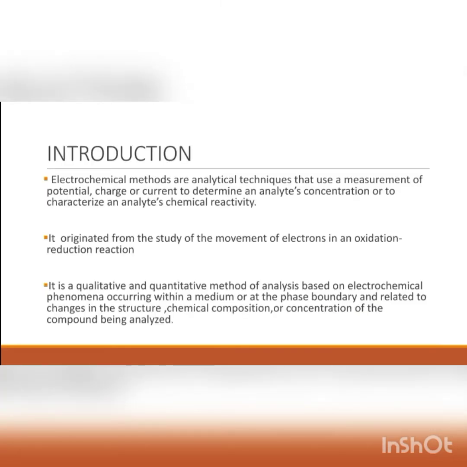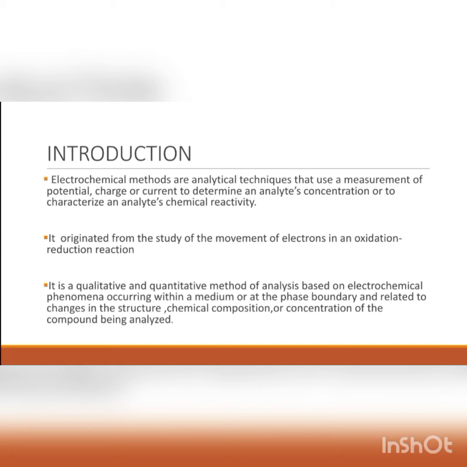What are electrochemical methods? They are analytical techniques that use a measurement of potential, charge or current to determine an analyte's concentration or to characterize an analyte's chemical reactivity. That is, this is an analytical technique that measures properties like potential, charge or current and then determines the amount or characteristics of analytes. It originated from a study of the movement of electrons in an oxidation reduction reaction. That is, this method is based on the oxidation reduction reaction process.